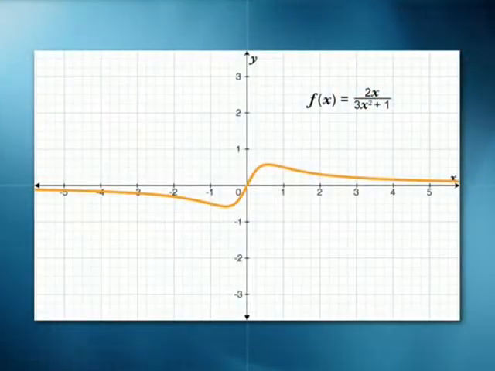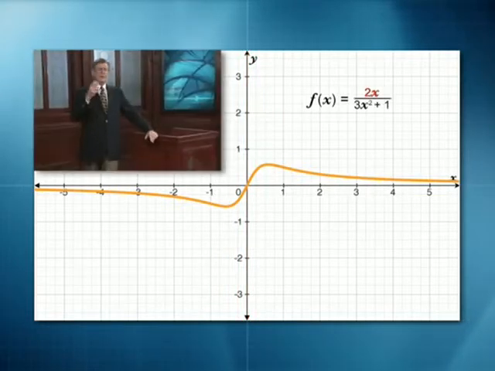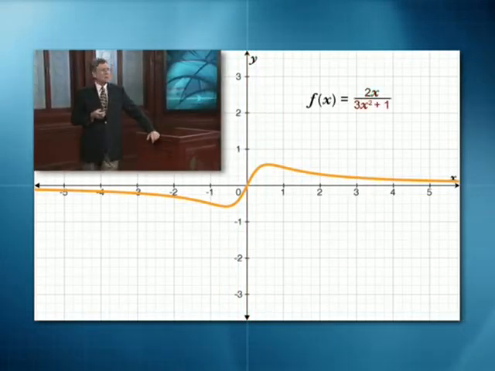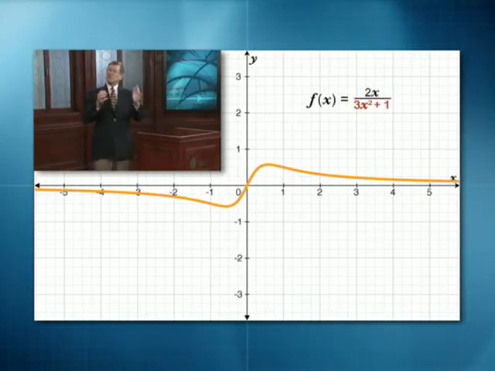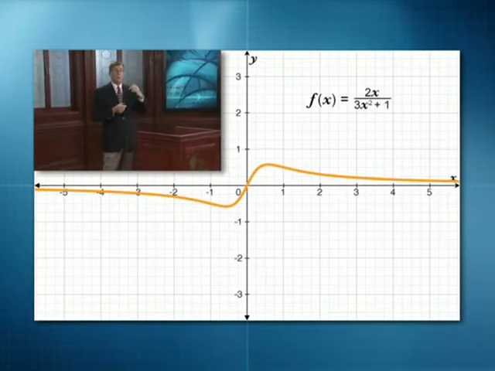Here's the graph of the function 2x over 3x squared plus 1. This graph has a horizontal asymptote at y equals 0. And here's the intuitive reason why. The numerator is 2x, but the denominator is 3x squared plus 1. As x gets really large, either positive or negative, the denominator will overwhelm the numerator, and hence the quotient approaches 0.